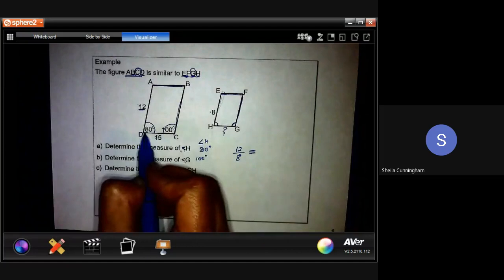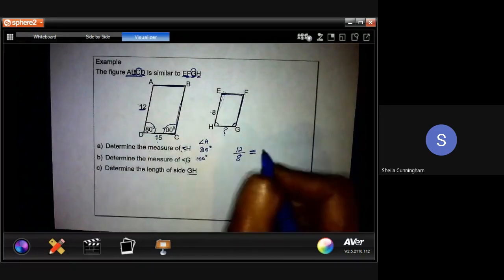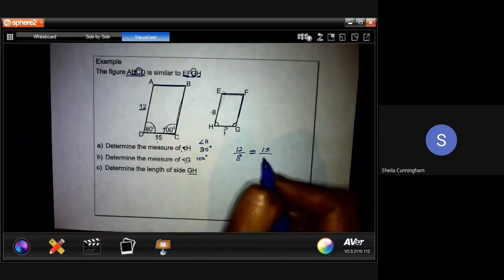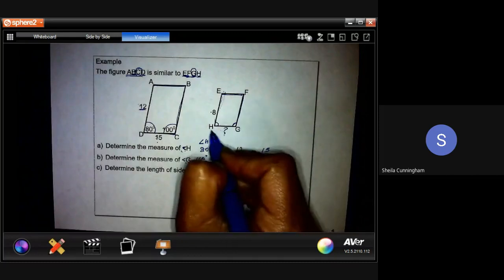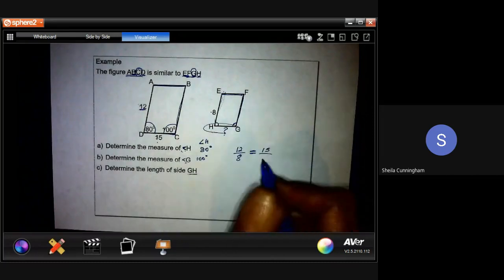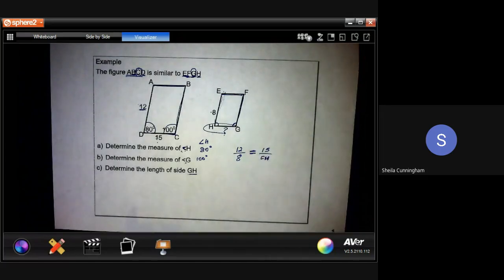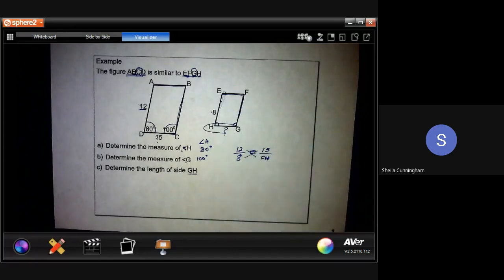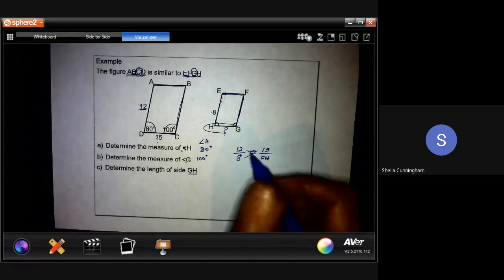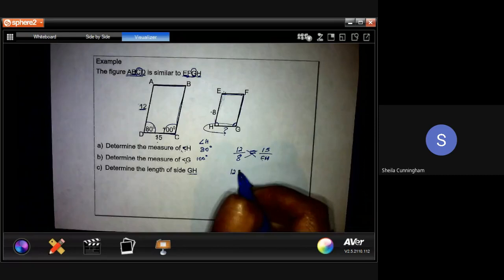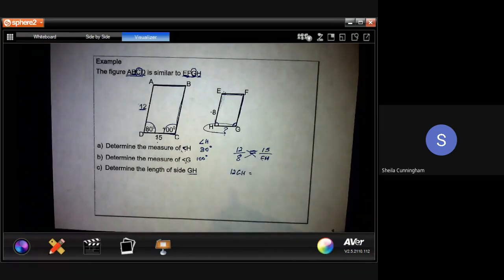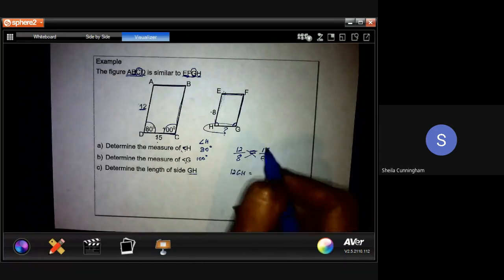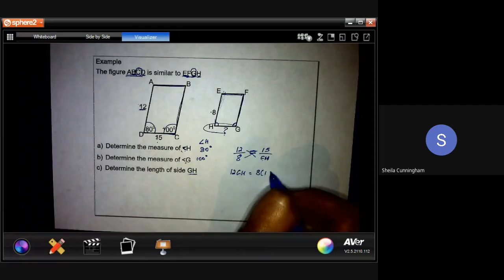I'm going to come back here. This side relationship of 15 is going to equal, I've got this GH, this is my missing piece that I'm trying to find, right? That's the piece I don't know about yet. So I can go ahead and cross multiply here. I can take the 12 times that GH, that's the piece I'm trying to find, and it's going to equal the 8 times the 15.